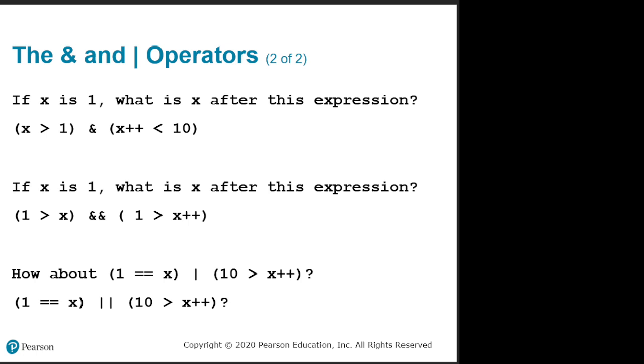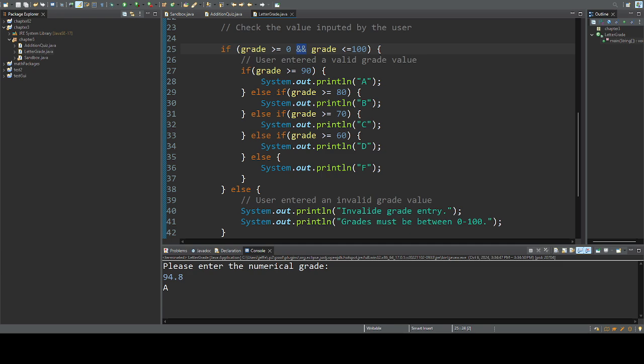And what we can do is we can look at a singular. And so the book is going to ask us to look at what the singular AND and OR do. So we're going to type in these examples and see what happens to x after the expression. So if x is greater than 1 and we increment x to be less than 10, we'll compare it to this expression here. So we'll go back into Eclipse and we'll create another sandbox here.